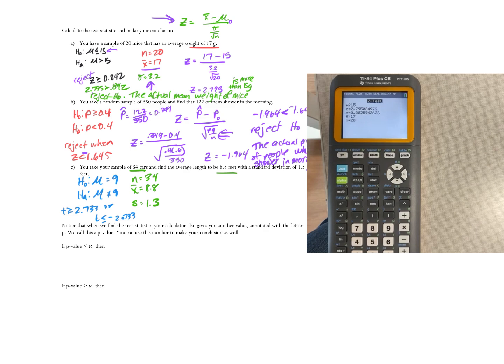Okay, so if I were going to go straight to the calculator shortcut, should I be using Z or T here? T. So I'm going to go to stat. I'm going to arrow over to tests. Which one do you think I should pick?